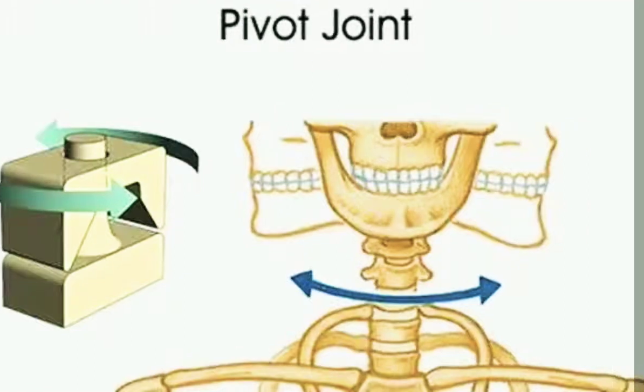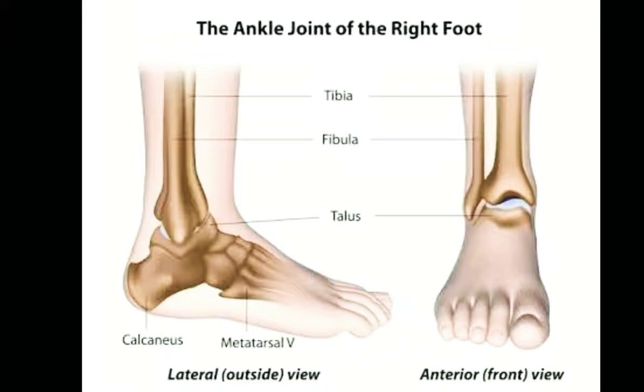Next is gliding joint. This joint is found in the wrist, ankles, and between any two vertebrae of the backbone. It allows the bones to slide against each other.